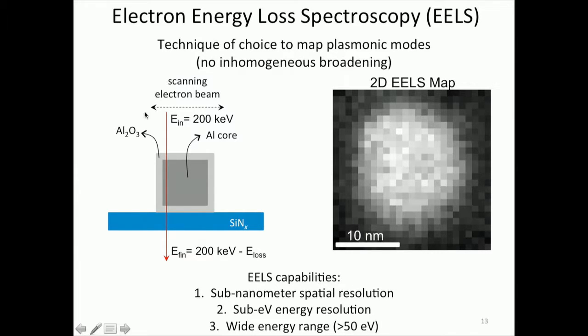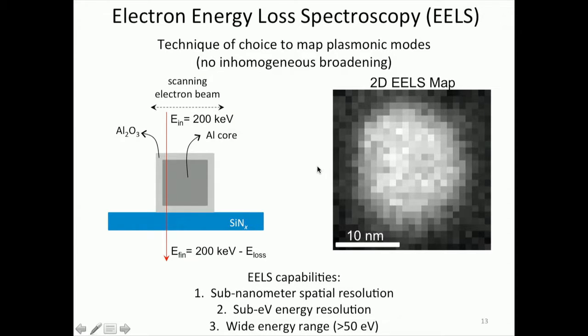So how does it work? Here you have the substrate, silicon nitride, and the aluminum structure. I'm going to shine a focused beam that's going to go through the sample, and the electron that gets transmitted through the sample is going to have a certain energy loss. We're interested in this energy loss. So at every point, I'm going to have a full spectrum of electron energy loss. And the standard in EELS is that we're going to do a 2D map.